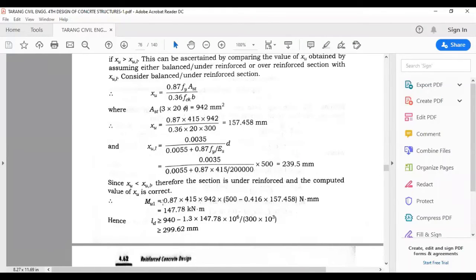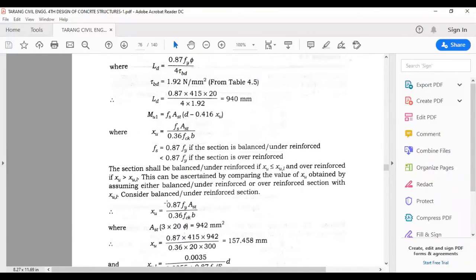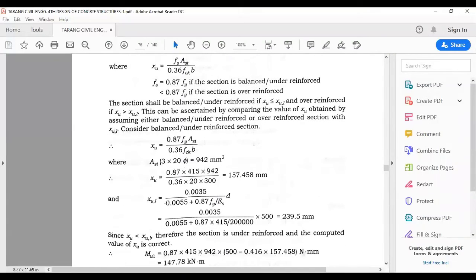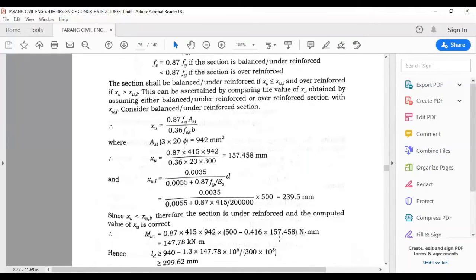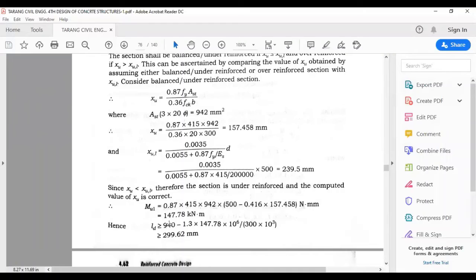Now finding the value of Mu1. So we'll use this formula again. 0.87 Fy Ast multiplied by small d minus 0.416 Xu. This formula we know, and these are the values which I've been telling. So Mu1 is 147.78 kilonewton meter. Now we know the value of Mu1.